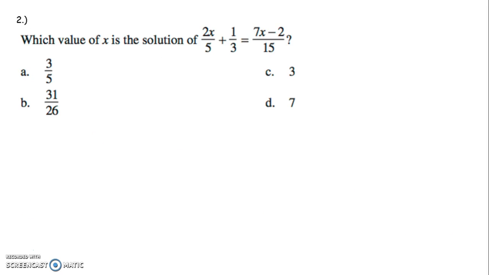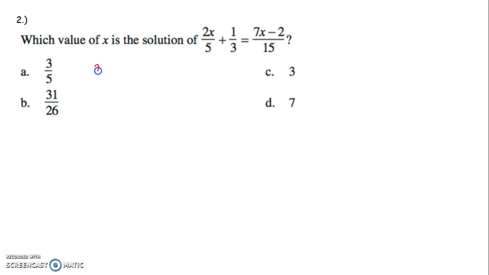Next one. Which value of x is the solution of 2x over 5 plus 1/3 equals 7x minus 2 over 15? Okay, the first thing that shouts out at me is, oh gosh, there's fractions. So if I want to add and I have fractions going on, I'm going to find a common denominator. So as I look at this side, I'm like, okay, if I want to add these, I have to find a common denominator.